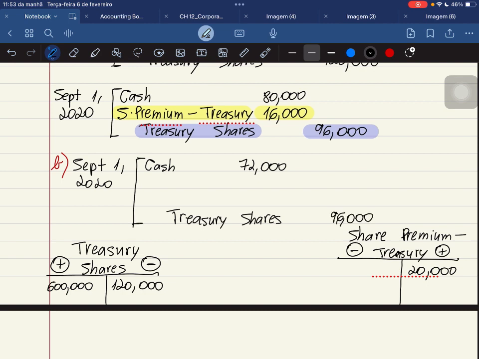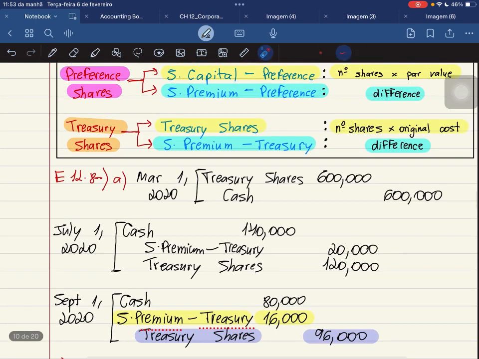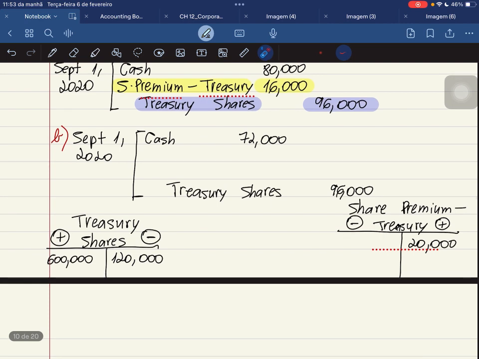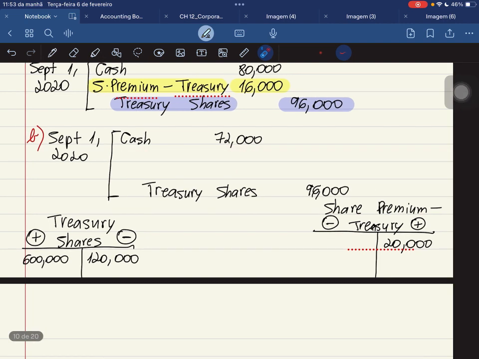Now remember that I told you that every time we have a difference, we have to take it from the share premium treasury, right? So over here, you might think, okay, I can just do this 96,000 minus this 72,000, that is 24,000, and just debit it over here and put that 24 here, right? You can actually not do that. And why is that? Because where are you taking this money from? You're taking it from the share premium treasury, right? But do you have 24,000 here? You do not. You only have 20,000. And that is why we cannot debit the full amount from share premium treasury, because we actually don't have that.